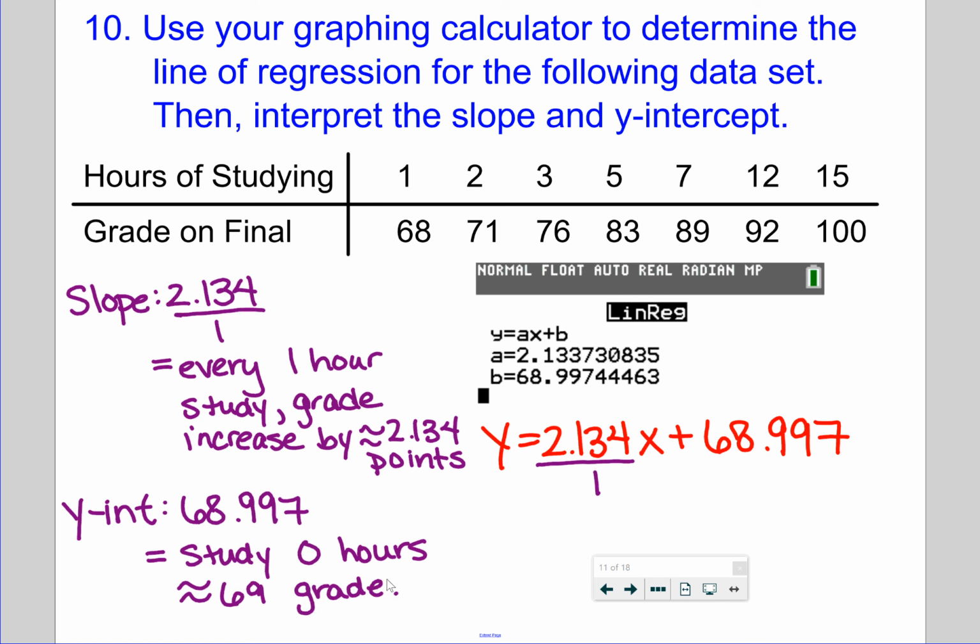Okay. Now remember, this data is not perfect. It's close to linear data, but it's not perfect. So notice something interesting here. It says if we do study for 1 hour, we actually get a 68, or that one student studied for 1 hour and got a 68. So again, it's approximations, but this is the interpretation of the line of best fit, which would show the general trend in our data.